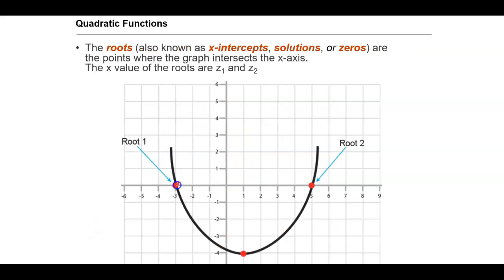We also know roots go through the x-axis. Check it out. These are the four names that are all the same: roots, x-intercepts, solutions, and zeros. We know they're all the same phrase, so we use them interchangeably sometimes.